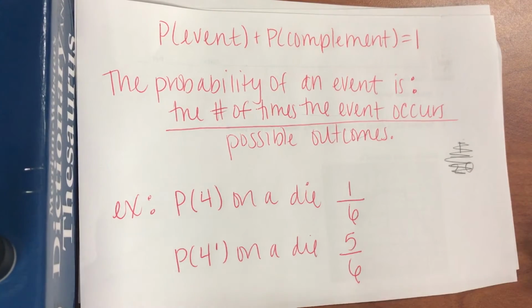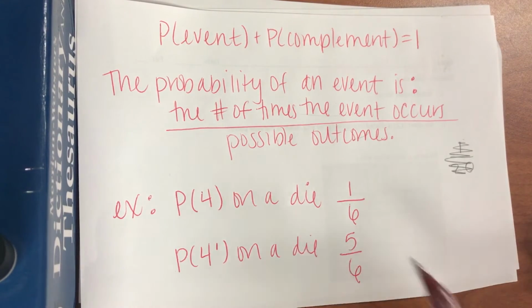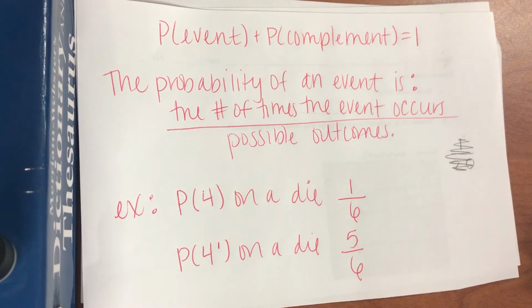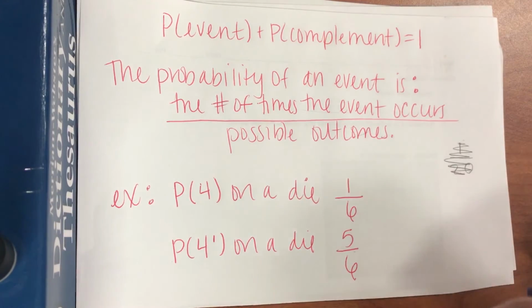Can you guys see the relationship? What happens if you add 1/6 and 5/6? I get 6 over 6, which equals 1, which is what we were just talking about. If your complement and your event do not add to 1, something's wrong.